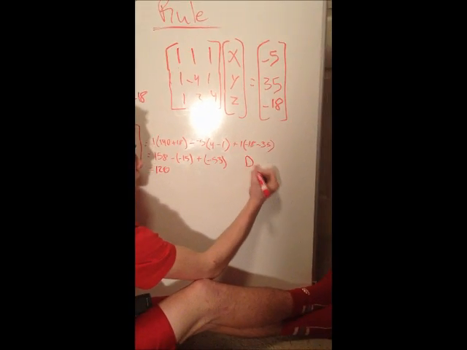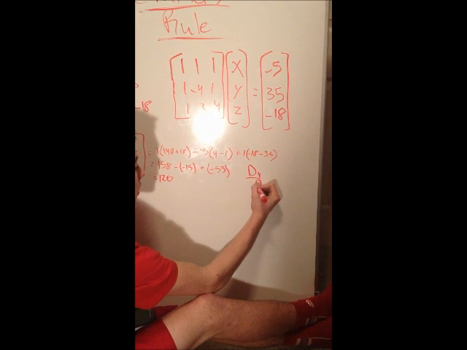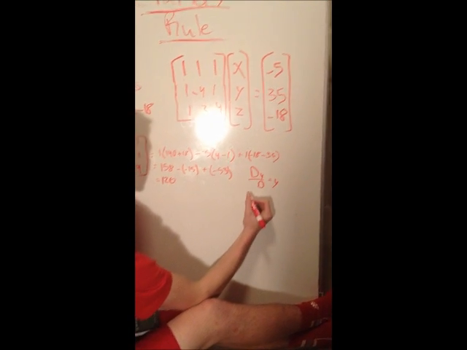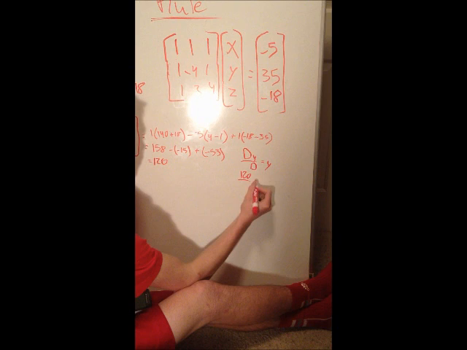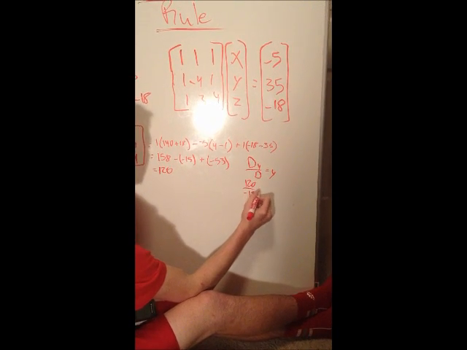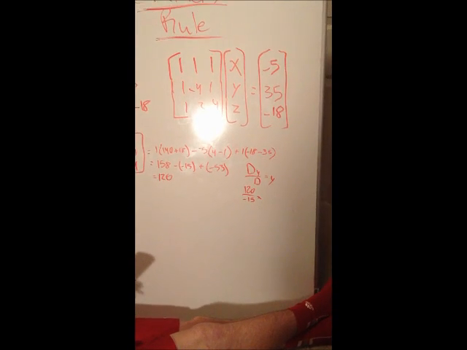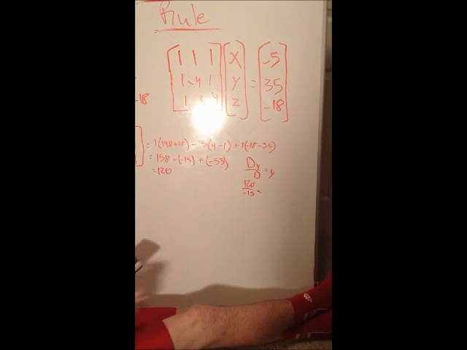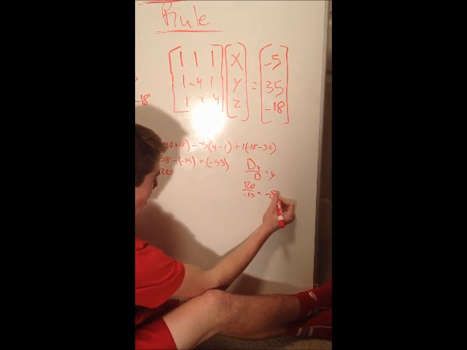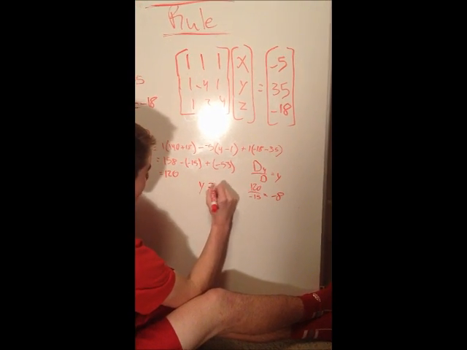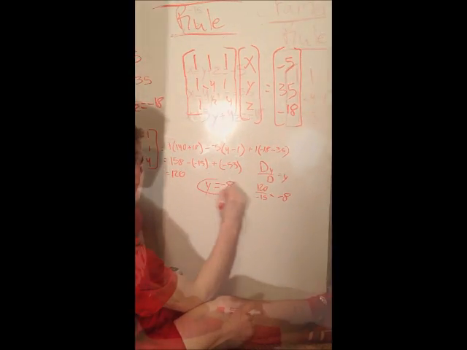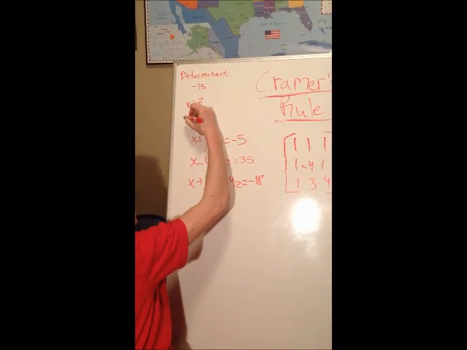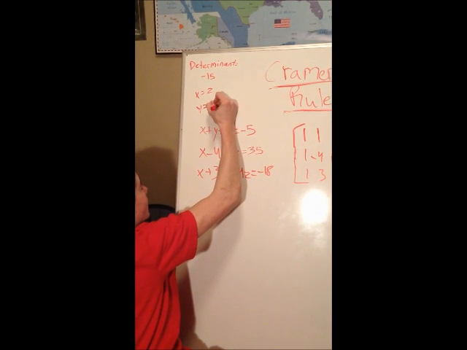So same thing, D of y over D equals y. So you're going to get 120 over negative 15, equals 120 divided by negative 15, and you get negative 8. So, y equals negative 8. Okay, so now we know that y equals negative 8.